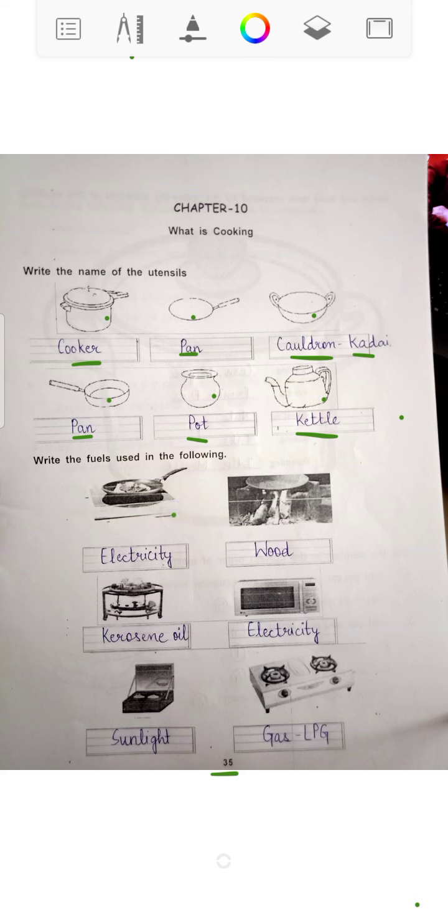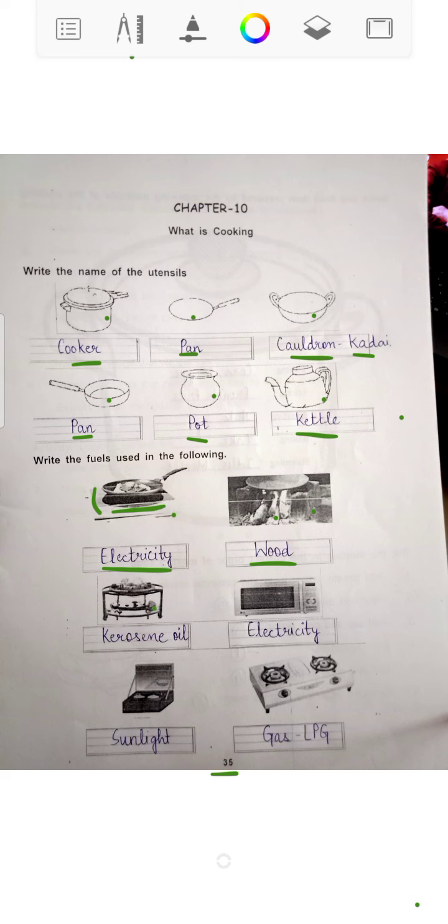So the first picture, you can see a tawa is on the induction plate, right? Or you can say an induction steel. So this is used by the battery or the electricity. So I have written down here the electricity. The second, you can see the chula, and in this chula you can see the woods. So cow dungs, wood, coal, anything you can write. So the fuel that is used is woods.